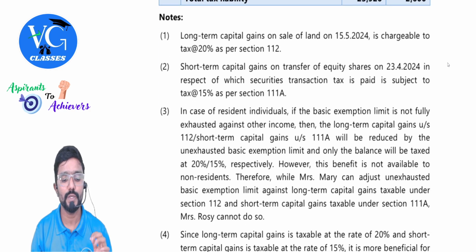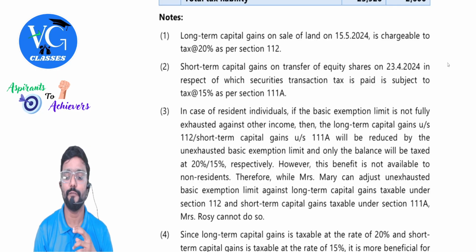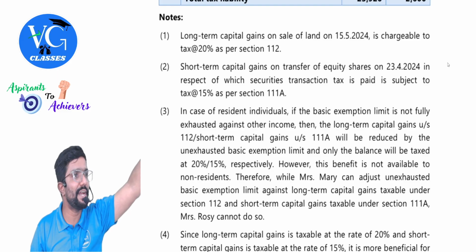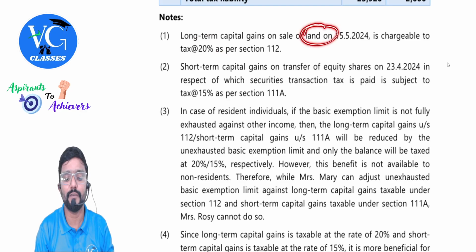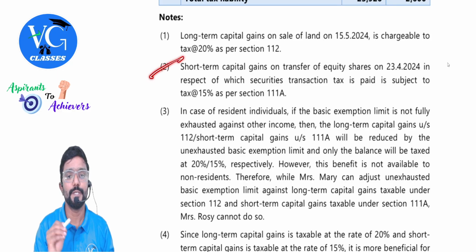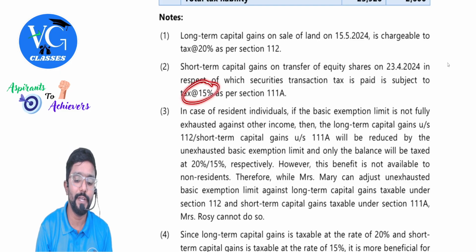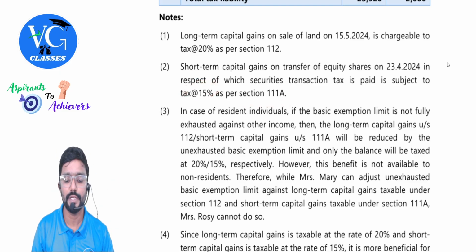So they have given us some notes. Let us quickly read it. Long-term capital gain on the sale of land on 15th May 2024, which is before 23rd July, before the new rate was introduced, is taxable at 20%. And as it is land, where is it covered? Section 112. Clear? Then short-term capital gain on the transfer of equity shares on 23rd April, in respect of which securities transaction tax is paid, is subject to 15% tax under section 111A. For this also, old rate.